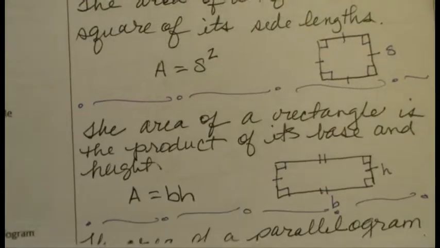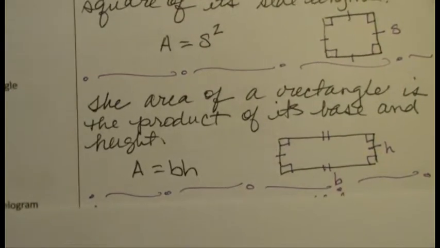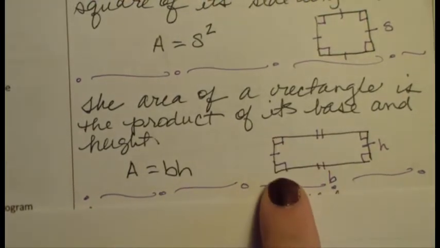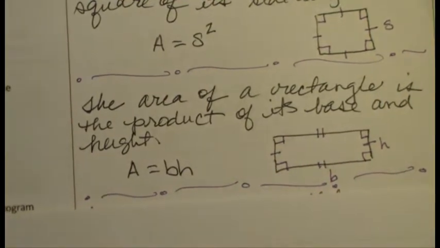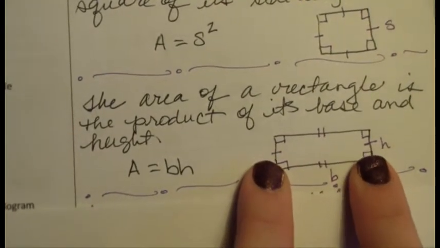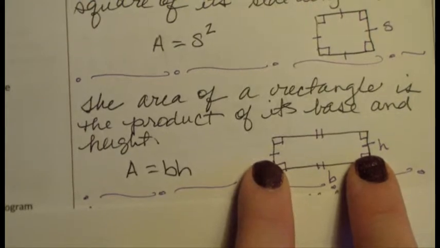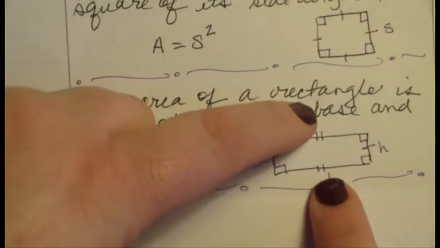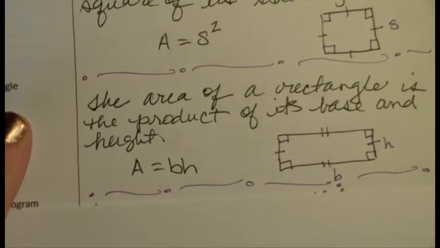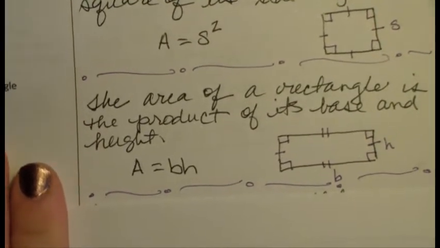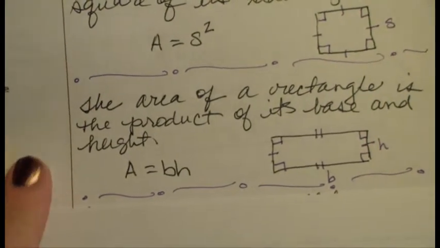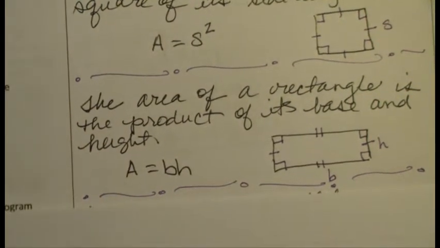Area of a rectangle. So in a rectangle, again, we've got right angles at all of our corners, but this time we've got two pairs of congruent sides. We've got our shorter sides congruent, and then we've got our longer sides congruent. So the area of a rectangle is the product of its base and its height. And it doesn't really matter which one you say is the base and which one's the height. Just know you will multiply them together to get your area.